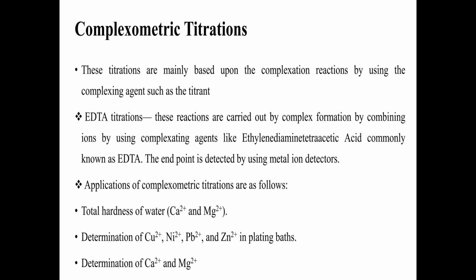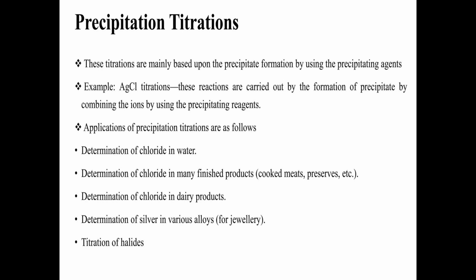Some basic applications of complexometric titrations are determination of the hardness of water, determination of the presence of some basic metal ions, copper, nickel, zinc, and determination of calcium and magnesium. Our next type of titration is precipitation titration. These titrations are mainly based upon precipitate formation by using a precipitating agent. For example, silver chloride titration. These reactions are carried out by formation of a precipitate by combining ions using a precipitating agent.